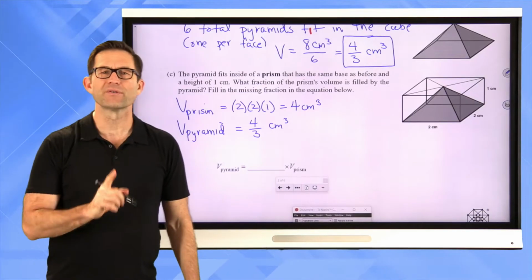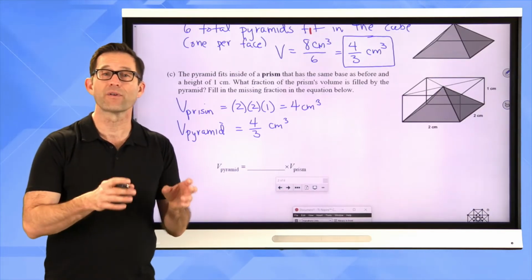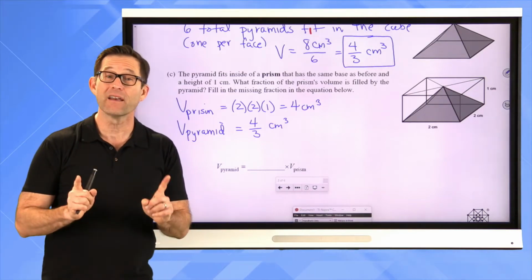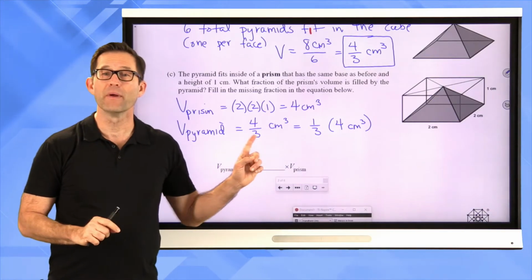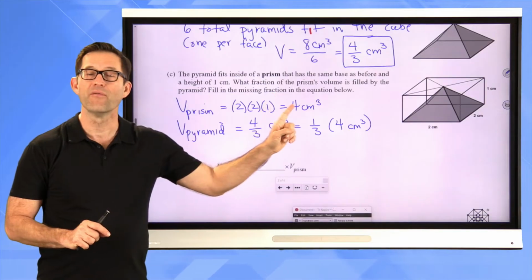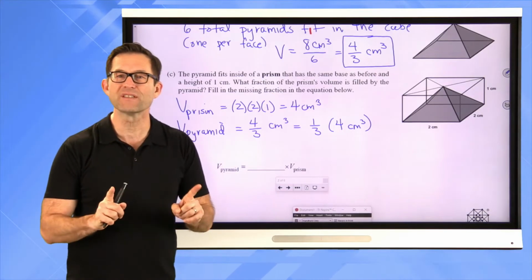But I hope you understand that, of course, 4/3 is the same as 4 times 1/3, by definition, and is the same as 1/3 times 4, right? So the volume of the pyramid is 1/3 times the volume of the prism that it sits inside. And I bet you can almost see that, right?